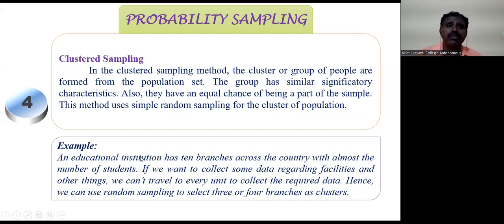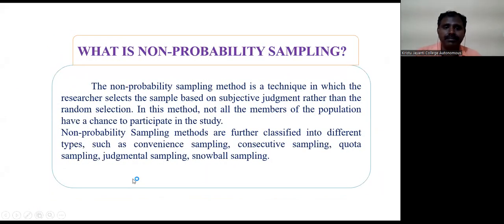Next one, cluster sampling. In the cluster sampling method, clusters or groups of people are formed from the population set. The groups have similar significant characteristics. Also, they have an equal chance of being a part of the sample. For example, an educational institution has 10 branches across the country with almost the same number of students. If we want to collect some data regarding facilities and other things, we can't travel to every unit to collect the required data. So what we can do is go for random sampling to select 3 or 4 branches as the clusters and collect the data. That is known as cluster sampling.